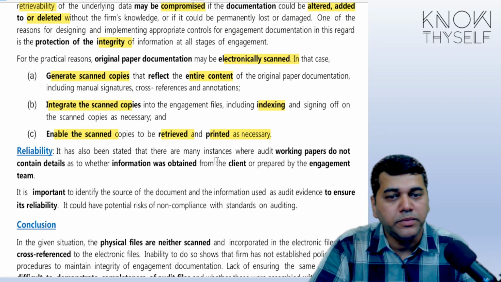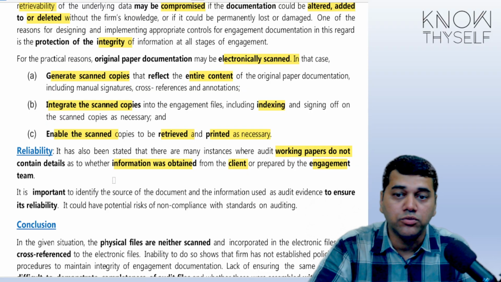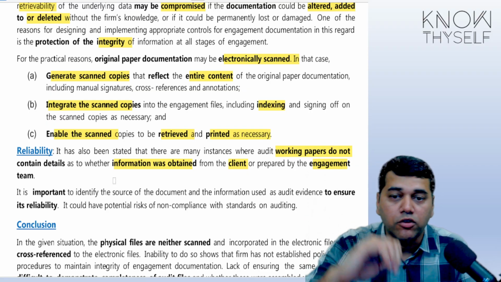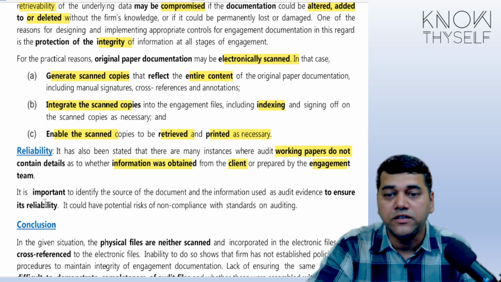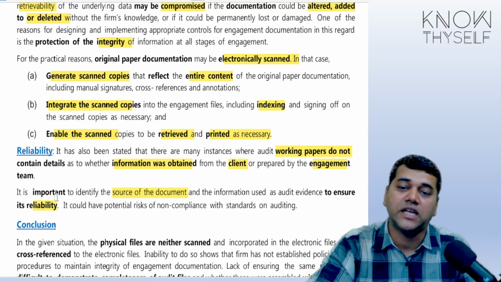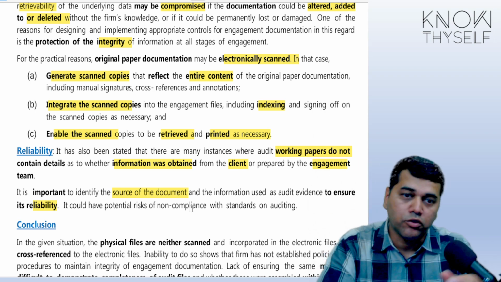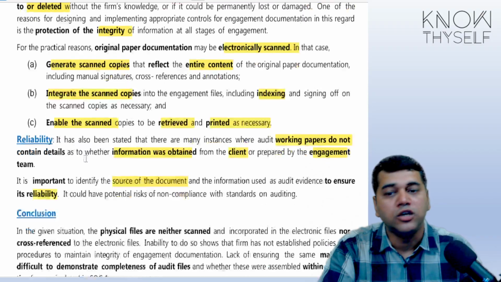Reliability. It has also been stated that there are many instances where audit working papers do not contain details whether information is obtained from the client or the engagement team. This is another issue. If you are not sure whether the client gave it or the firm prepared it, it is important to identify the source of the document to ensure reliability. So always make a note whether the client gave this, or you need to have some other form of documentation to prove it.